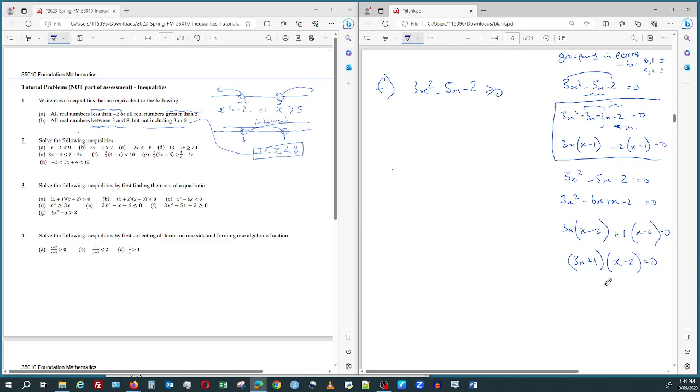So from this I can say that x is positive 2. That will make that true. And that's 3x has got to be minus 1. So 3x is equal to negative 1. So x is equal to negative 1/3. So negative 1/3. So they're my two solution values as helpers. Okay?